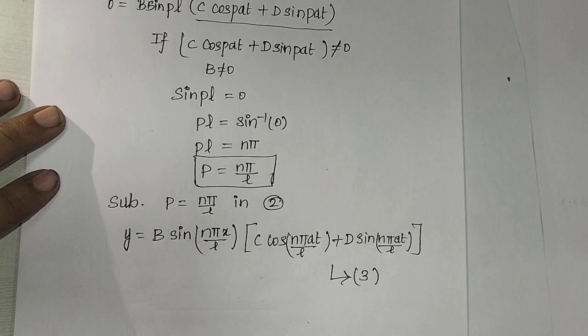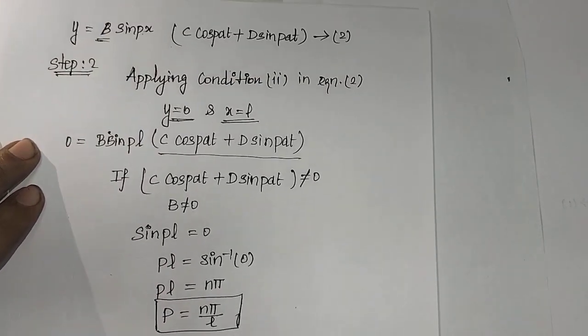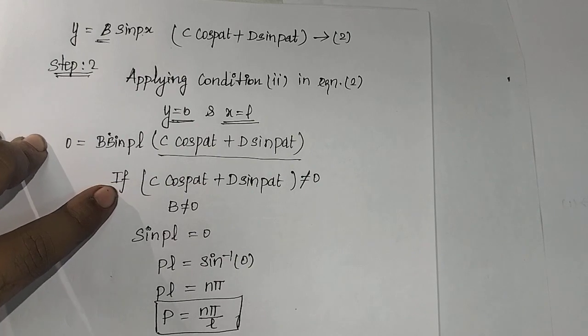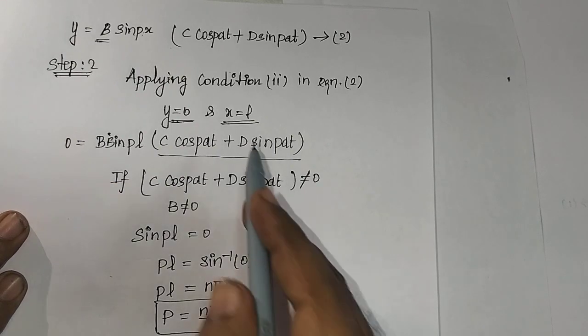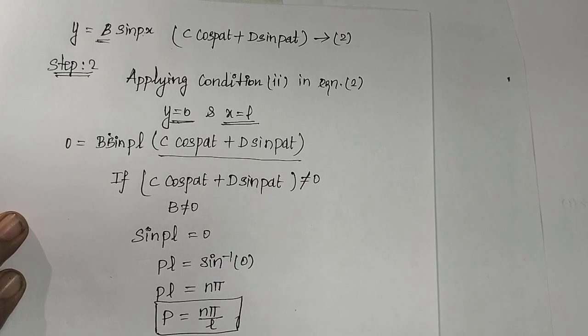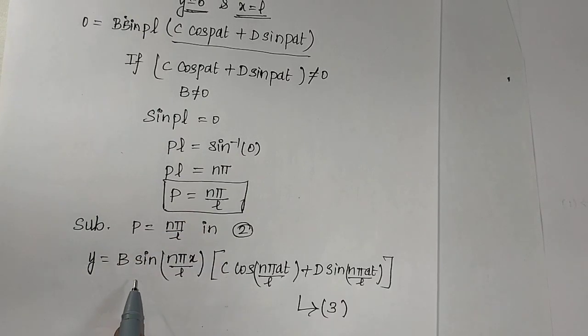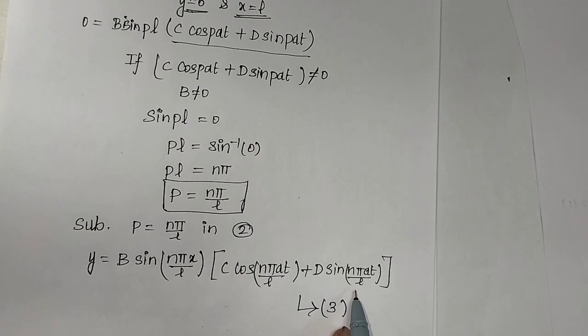So now again I recall step 2. We substituted y equal to 0 and x equal to L in equation 2. When substituting this condition, I will get p equal to n pi by L. Again that p equal to n pi by L I substituted in equation 2. I will get y equal to b sin n pi x by L and c cos n pi at by L plus d sin n pi at by L.